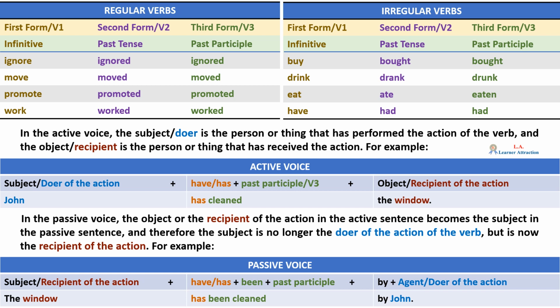In the passive voice, the object, or the recipient of the action in the active sentence, becomes the subject in the passive sentence, and therefore the subject is no longer the doer of the action of the verb, but is now the recipient of the action. For example, passive voice: subject, or recipient of the action, plus have or has, plus been, plus past participle, plus by, plus agent, or doer of the action. The window has been cleaned by John.